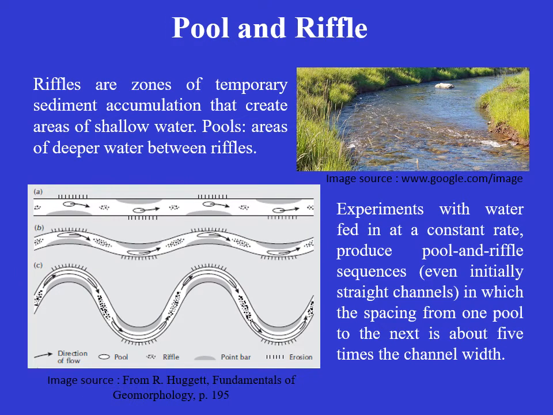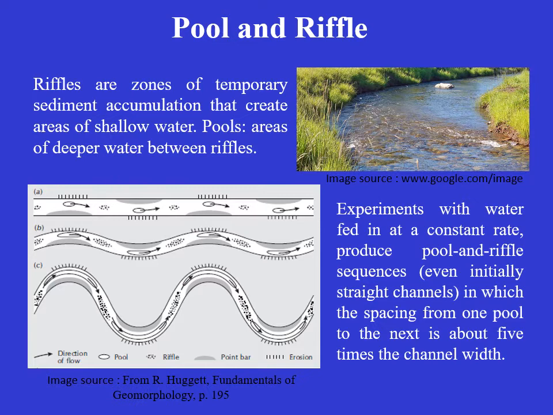In the river course, often it was found that a lot of alternate, relatively deeper and shallower parts occur within the river channel. The deeper parts are known as pools, whereas the shallower parts are known as riffles.